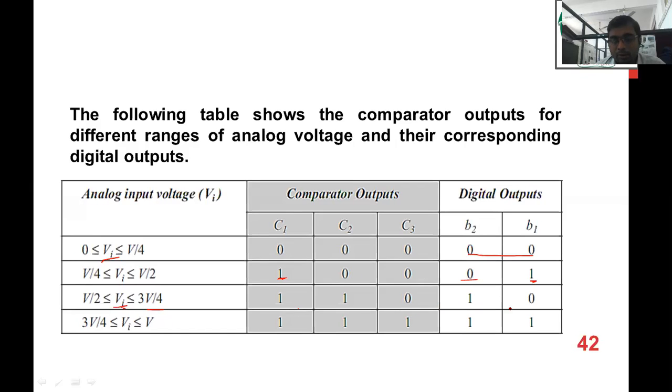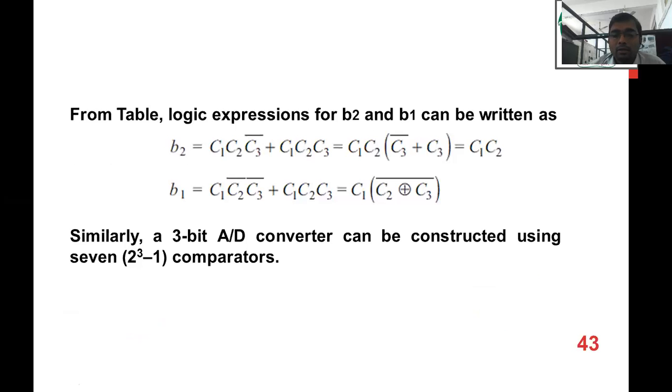In this case, the possible output would be 1 0. And in the final case, when the input voltage is between 3V/4 and V, all three comparators go into the positive saturation state, that is 1 1 1, and the digital output would also be 1 1. So in this way, your analog to digital conversion is performed in the case of a 2-bit flash type A to D converter.